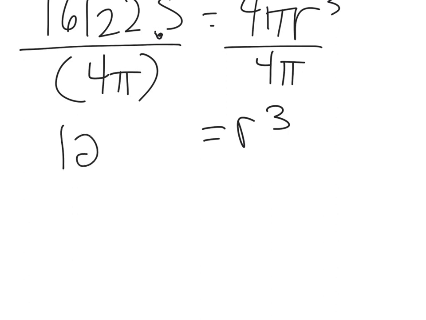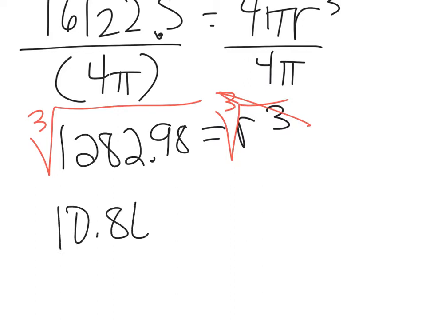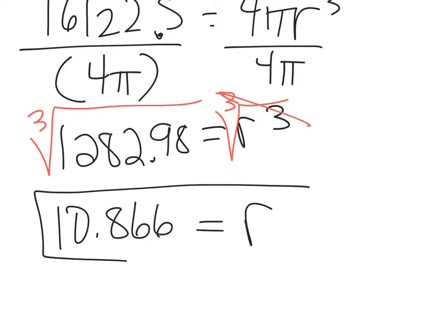So that gives me 1282.98. And the final step in solving this is to cube root both sides to get rid of the 3's. And the cube root of 1282 is 10.8661. So that is the length of the radius.